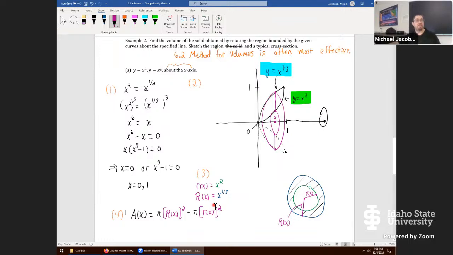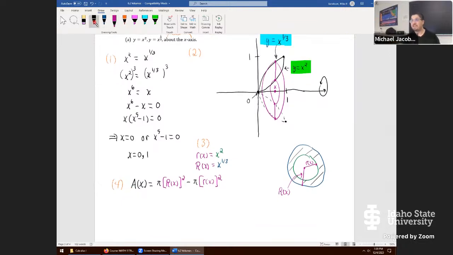From here on out, we're just about done. We need to plug in the right radii, square them, and then integrate the result. This is most of the work to this stage, just analyzing the situation, taking a look at the annulus so we can find the right area function. But from here on out, it's not too bad. Let's put in our work.